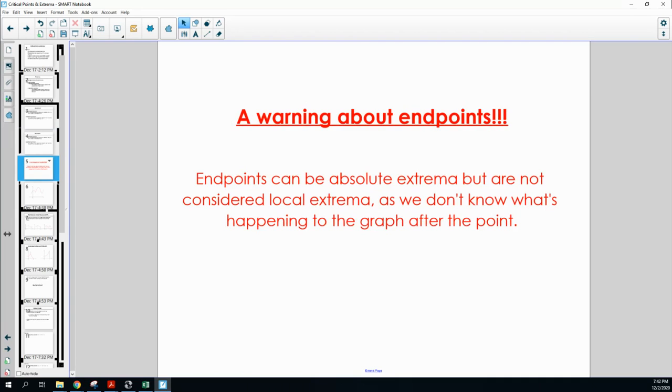Okay, a warning about endpoints. I have this in red as a big warning. Endpoints can be absolute extrema, but are not considered local extrema, as we don't know what's happening to the graph after the point. This will make more sense when we actually look at a graph.